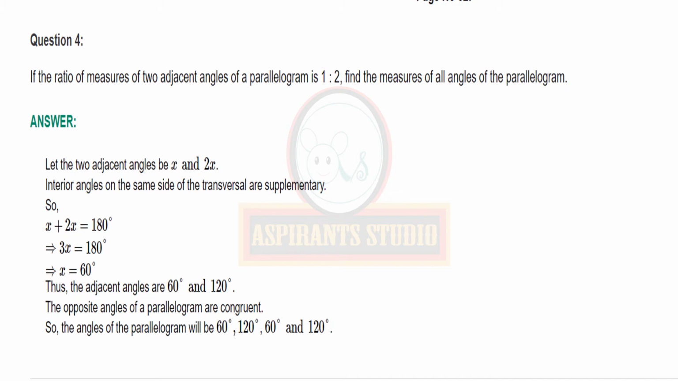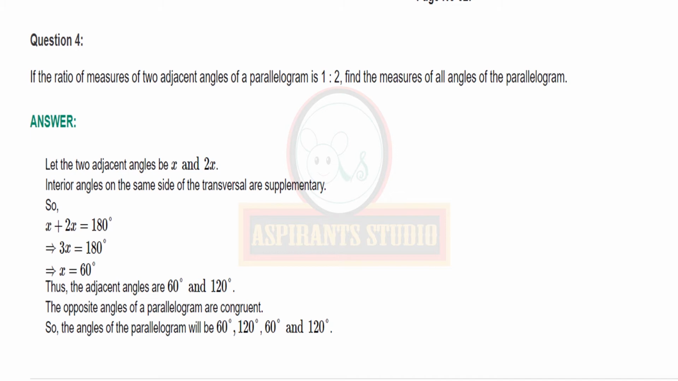Now, coming to the solution. Let the two adjacent angles of the parallelogram be x and 2x. Because we have taken x to be the common multiple, you will have to write that. First you will write the ratio of measures of two adjacent angles of a parallelogram is 1:2. Let us take x to be the common multiple. Therefore, the two adjacent angles will be x and 2x respectively.